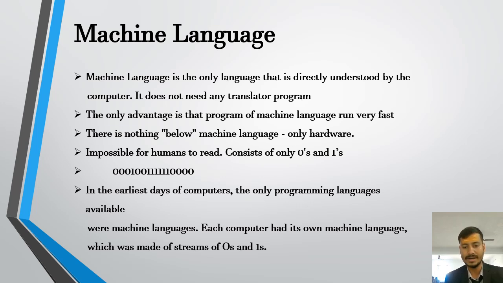It is impossible to read for humans, consisting of only 0 and 1. In the earliest days of computers, the only programming languages available were machine languages. Each computer had its own machine language, which is made of streams of 0 and 1.